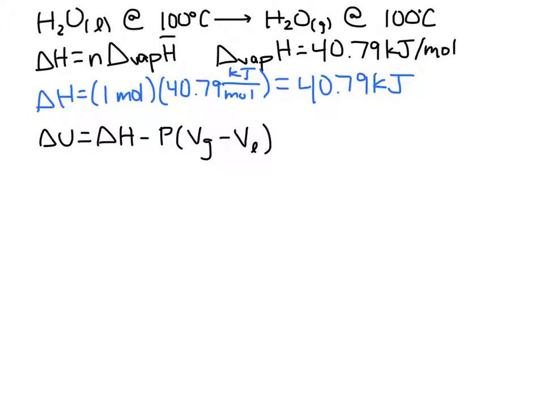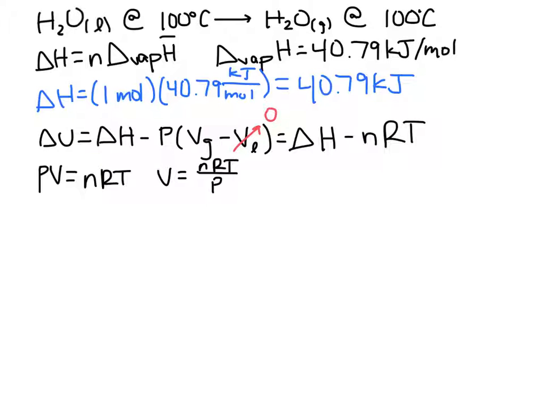Because the water is being converted to a gas, we have to consider the volume when we use our delta U equals delta H minus P delta V equation. However, since the liquid's volume is negligible, we end up with delta U is equal to delta H minus P times the volume of the gas.